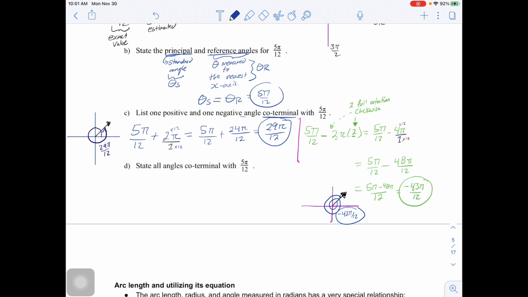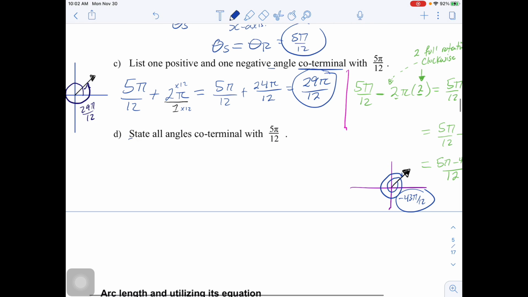So hopefully you can see how to find coterminal angles. And this is kind of a hint onto our next one. State all angles coterminal of 5 pi over 12. So this is essentially the general solution.